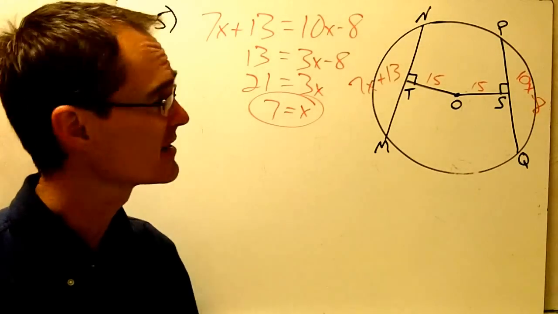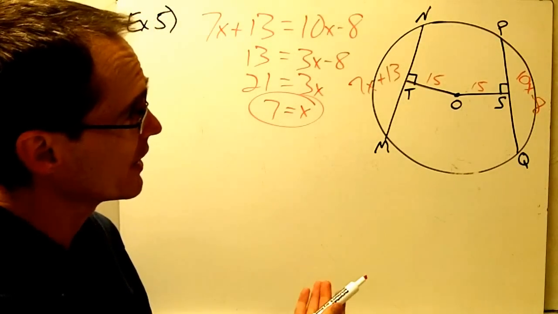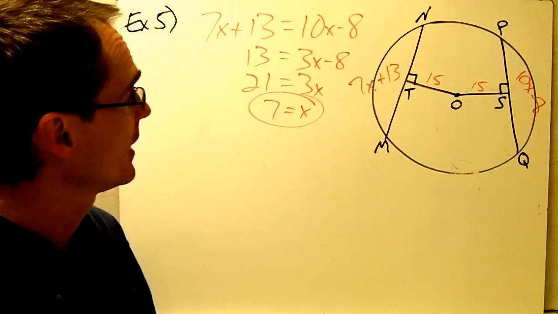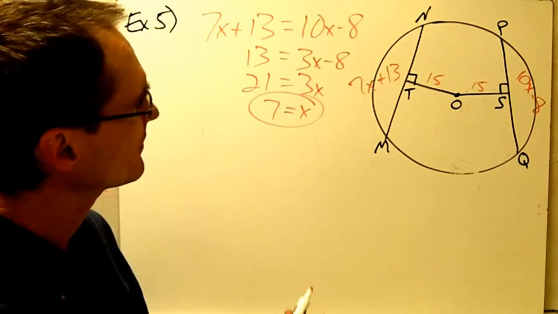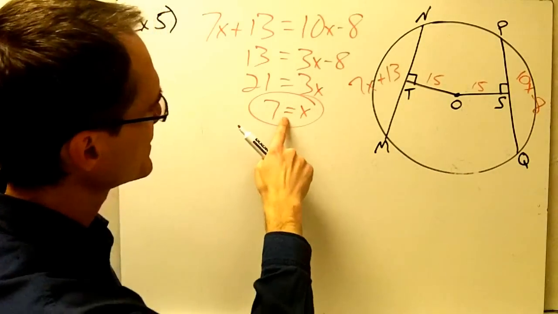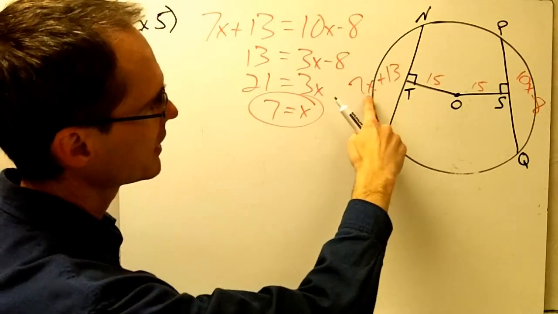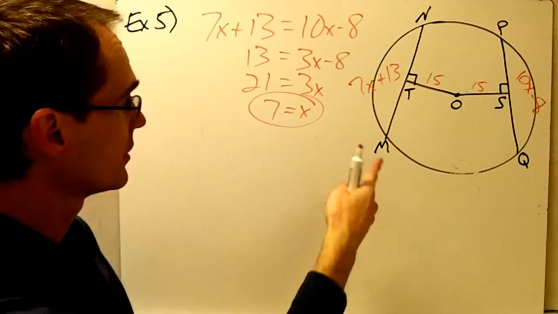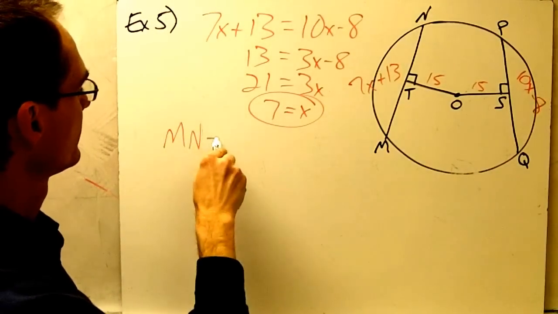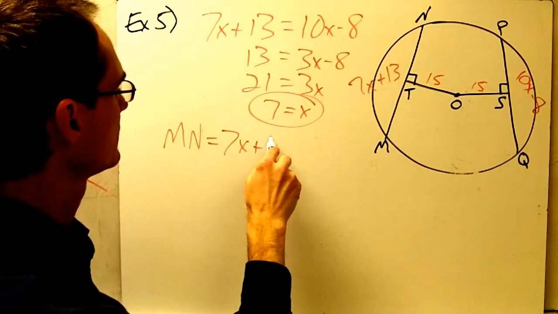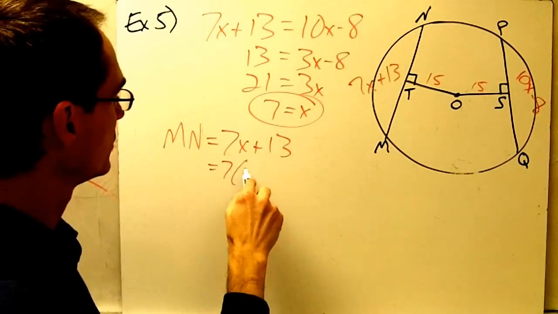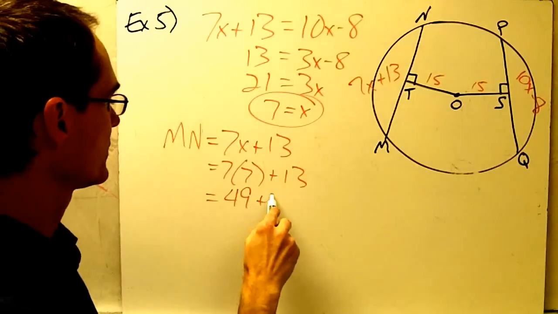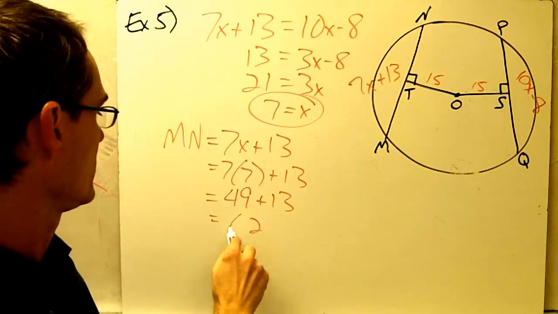Okay, well now I know the value of x. I still don't have a radius in my picture anywhere, although I'm starting to think there might be a good place for me to draw in a radius that might help me find its length. While I'm still thinking about that, since I know what x is, I could plug it into my expressions for these chords and find their lengths. Chord MN is 7x plus 13. Since x is equal to 7, that's going to be 49 plus 13, which is 62.